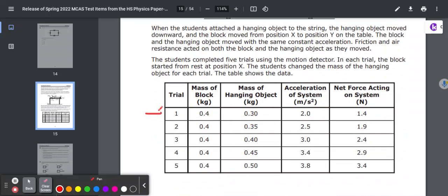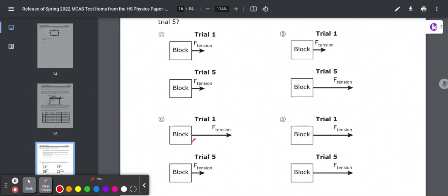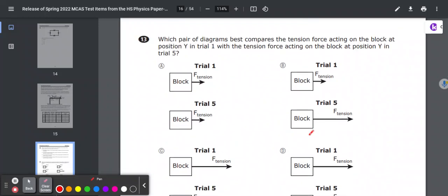For trial 1, if you notice, we have a net acceleration of 2 meters per second squared. But for trial 5, we have a net acceleration of 3.8. So there's a drastic change of 1.8 meters per second squared. By using our Newton's law knowledge, as the acceleration increases, a greater force must have been applied. So the net force must have been greater in trial 5. Therefore, the tension force must have been greater in trial 5 compared to trial 1, and our diagram should show a greater tension force in trial 5. So our answer is choice B.